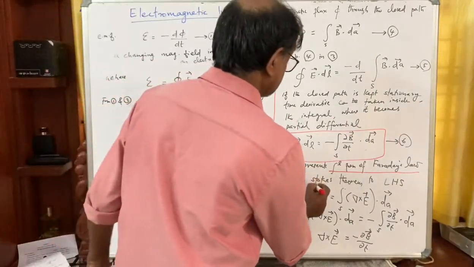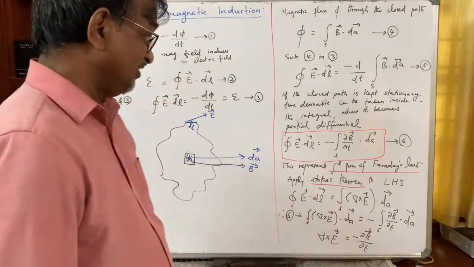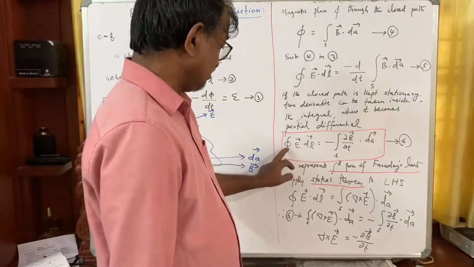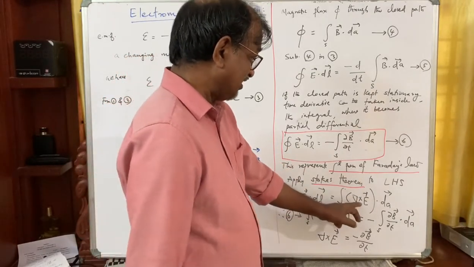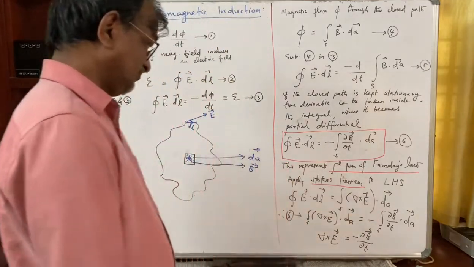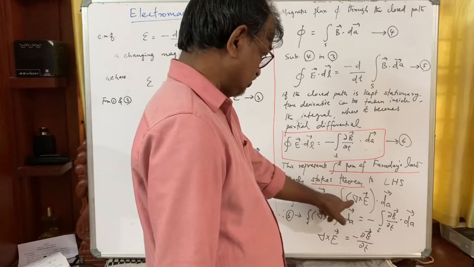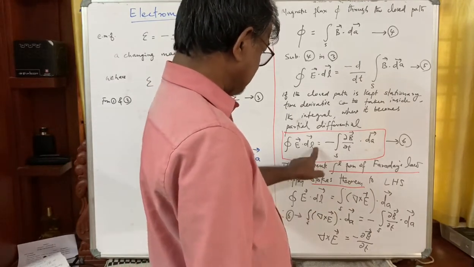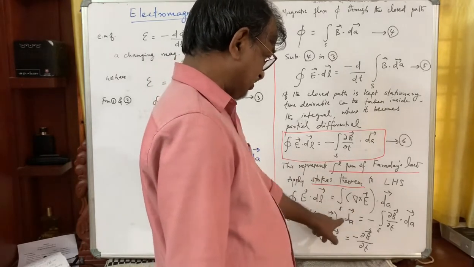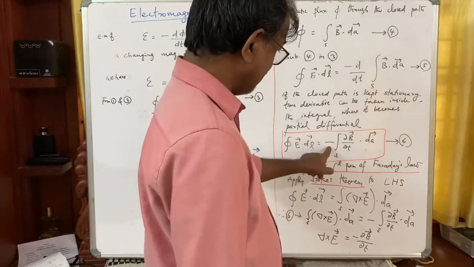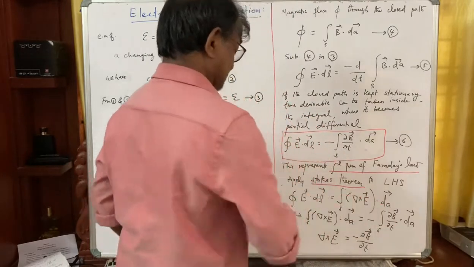Then you apply Stokes' theorem, which converts line integral to surface integral. LHS means this one, closed line integral E dot dl. It transforms to surface integral del cross E dot dS. Substituting for this E dot dl from this, equation 6 becomes surface integral del cross E dot dS equal to minus surface integral dou B by dou t dS. So we are getting this relation.